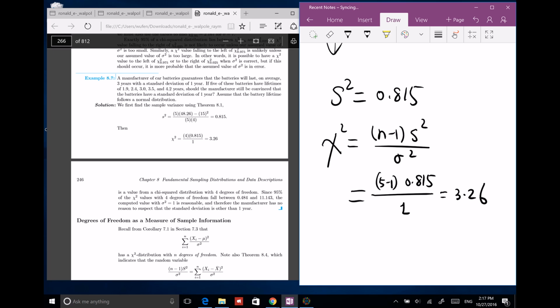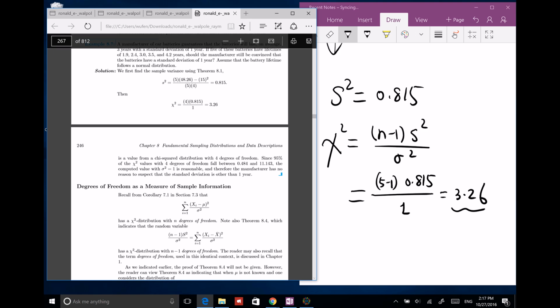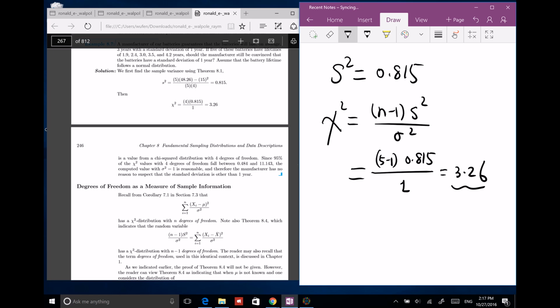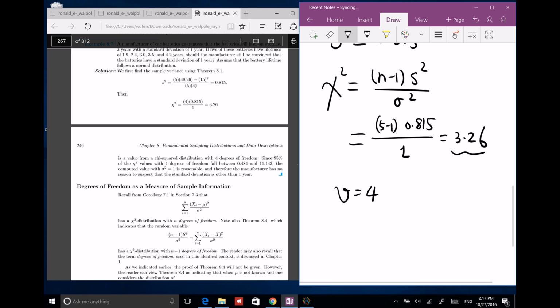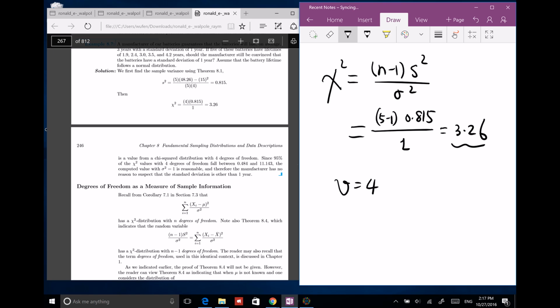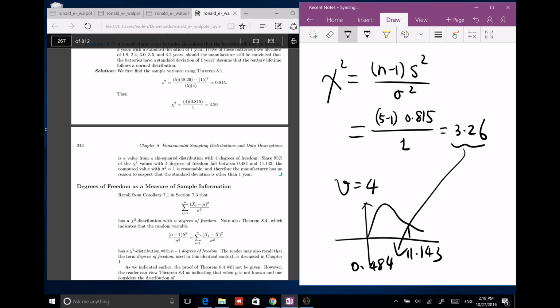So let's look at the chi-square value. What do we need to compare? This 3.26 is the value from a chi-square distribution with 4 degrees of freedom. So the degree of freedom equals 4. 95% of the chi-square values with 4 degrees of freedom fall between 0.484 and 11.143. Let's check it out. This one is in this region.